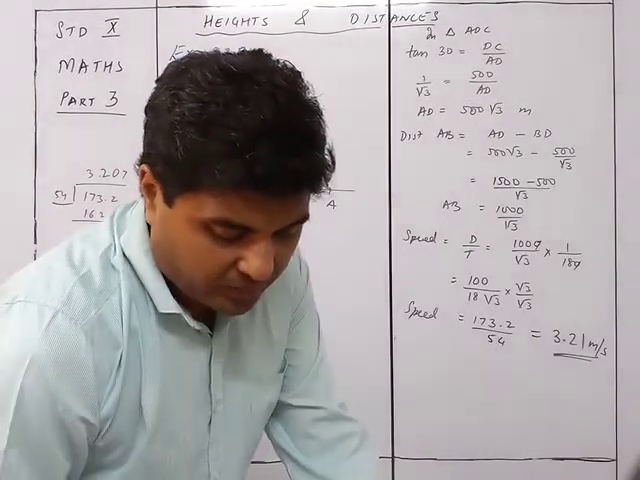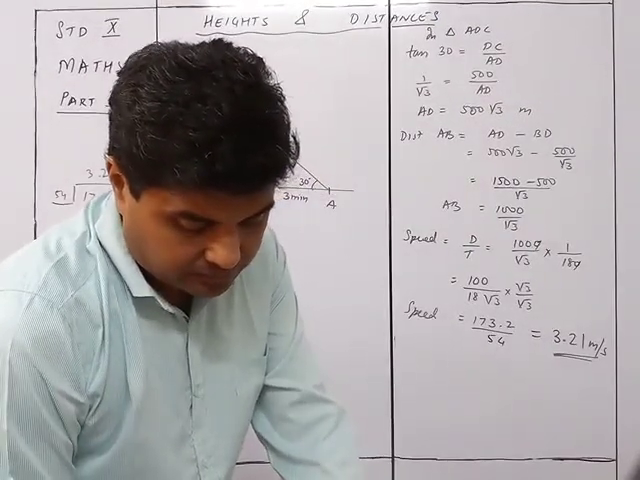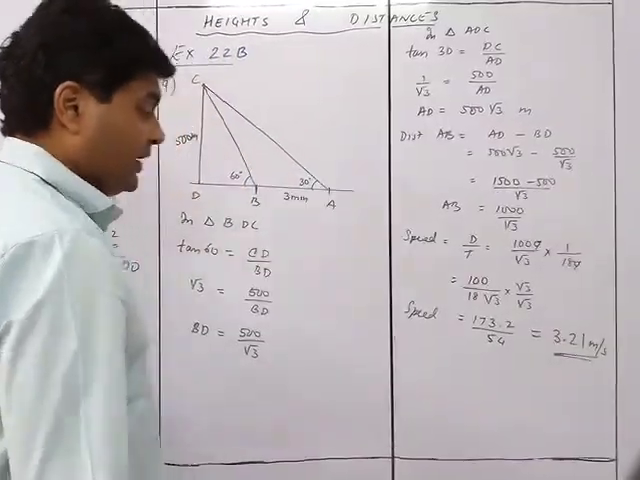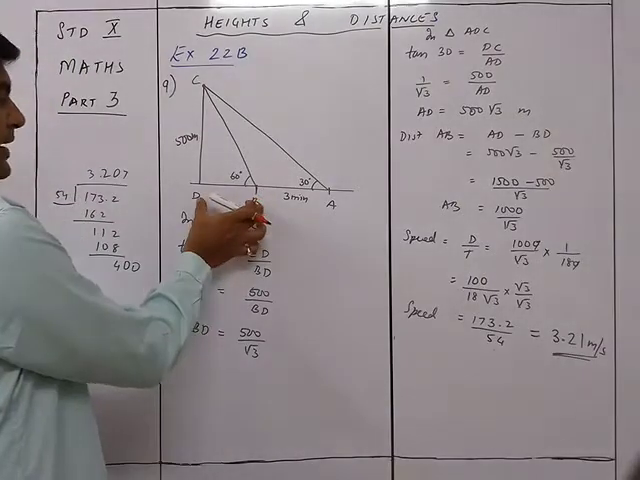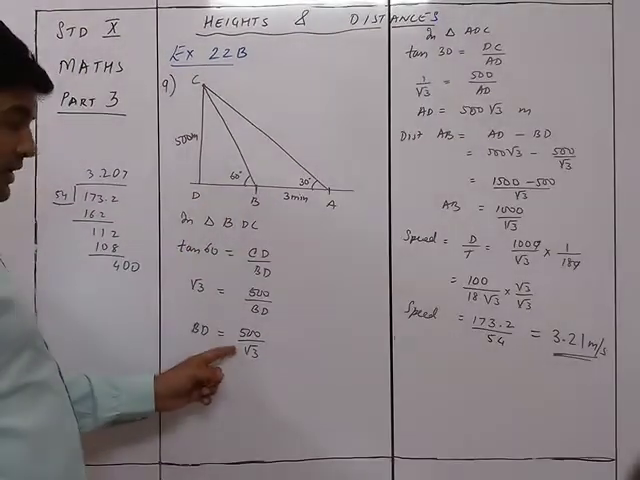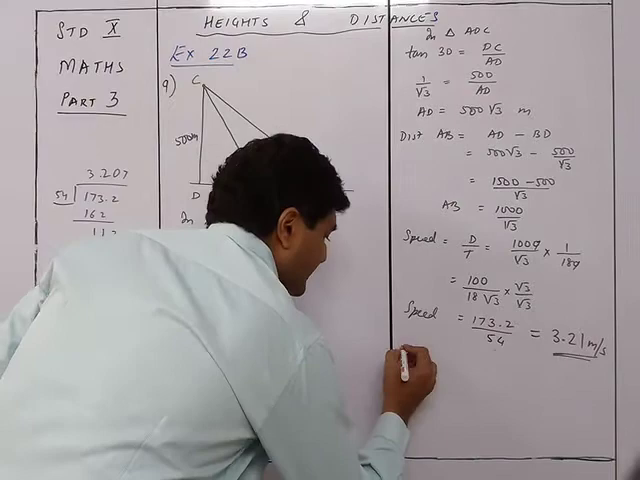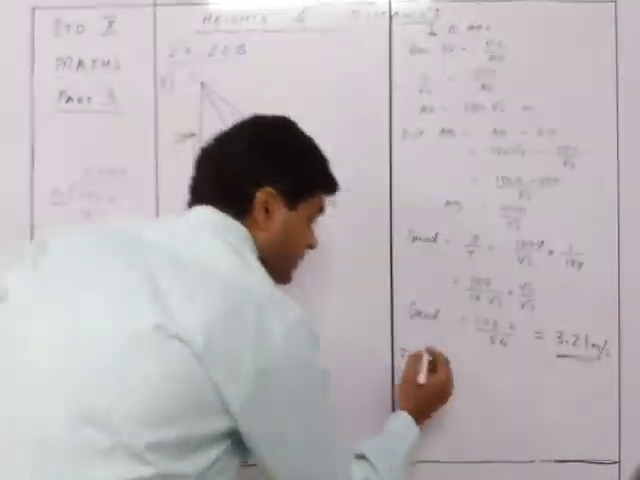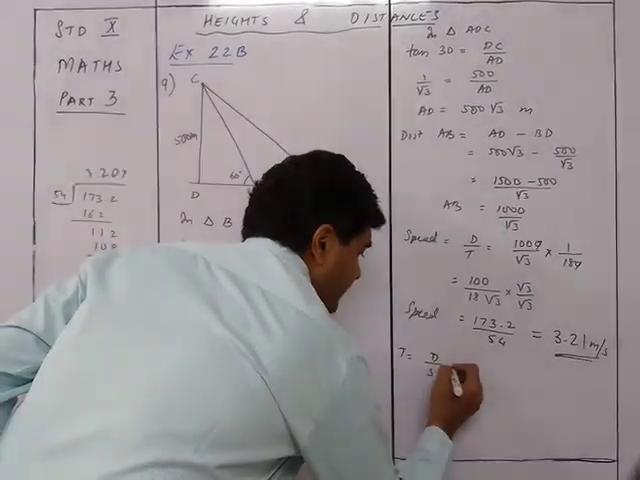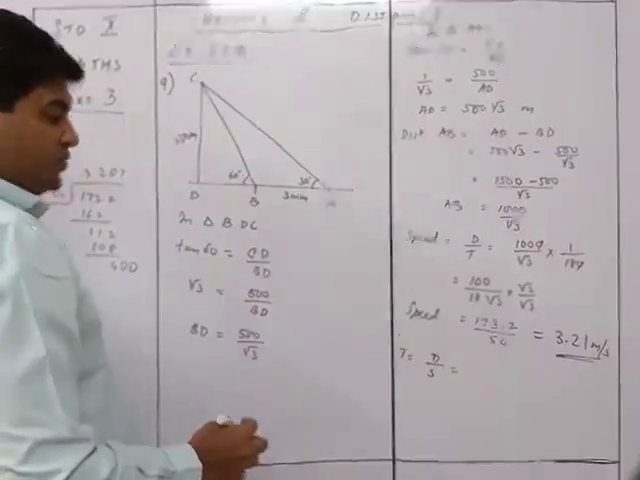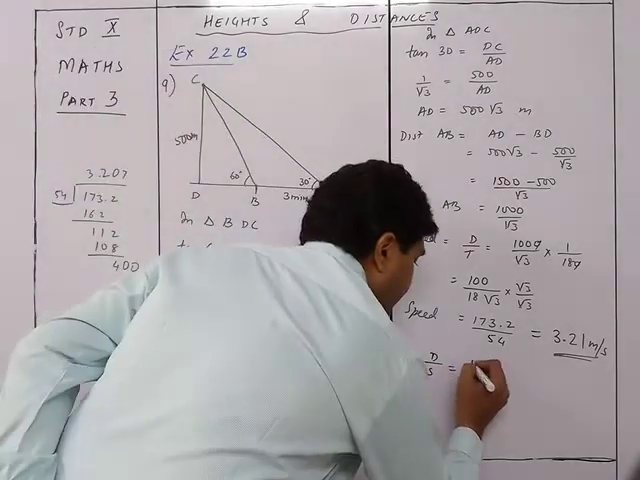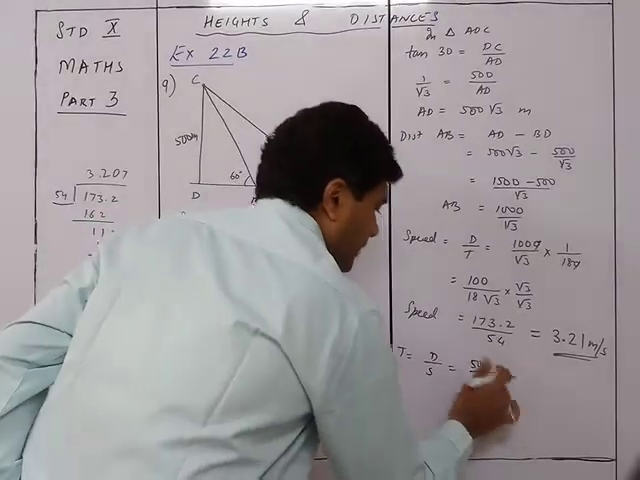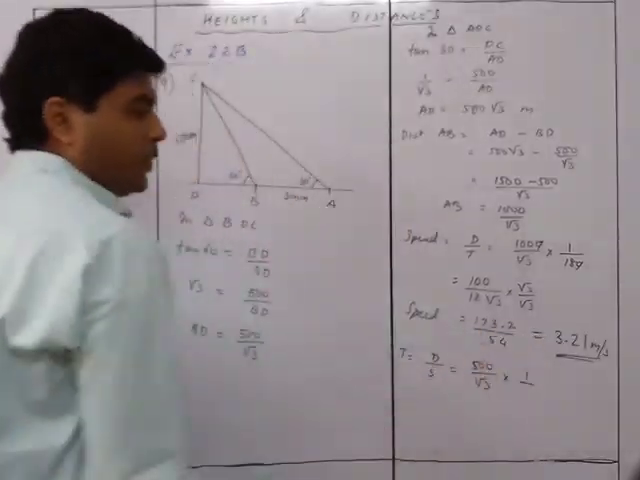We also need to find out how much time it is going to take to travel the remaining distance. The remaining distance is BD. So we know that time is nothing but distance upon speed. Distance we know is 500 upon root 3, divided by, or we can say into, 1 upon 3.12.